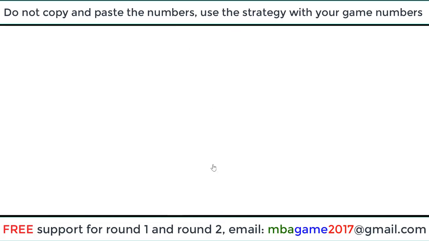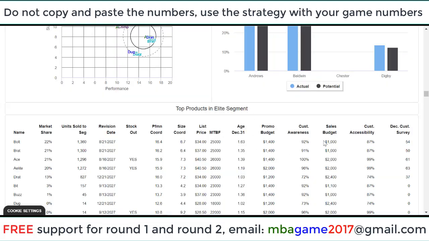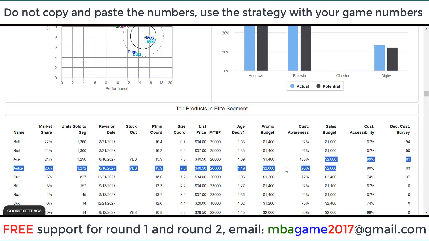And for the sales forecast, promotion and sales, you see that you can use from 1,400 to 2,000. So set 2,000 to get the best, an increase from 1,400.